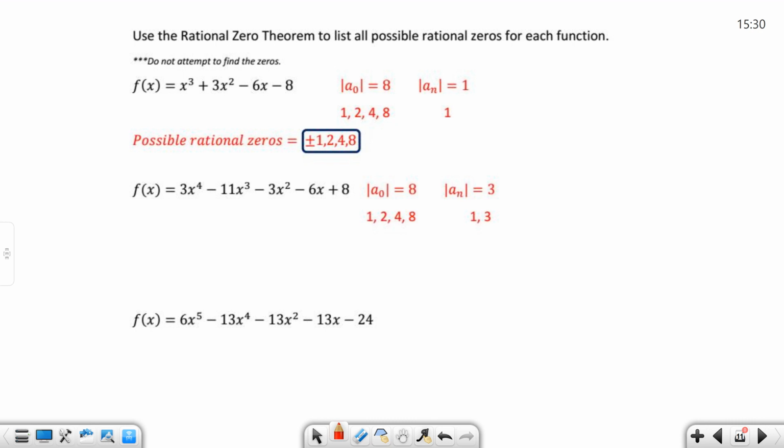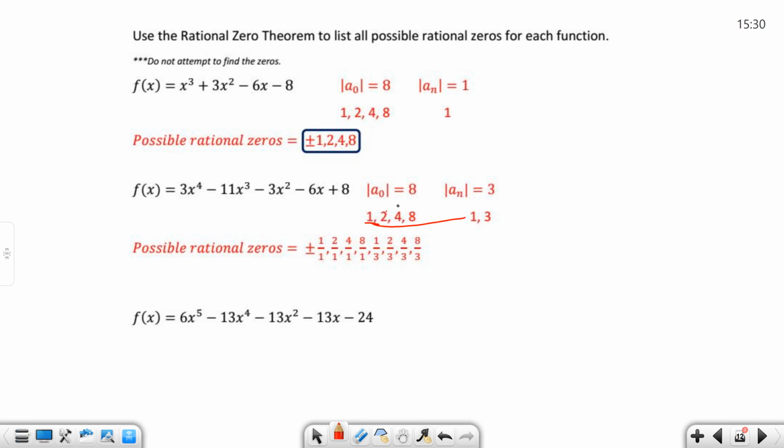So then I'm going to take the factors. So I'm going to take 1 over 1, right? 2 over 1, 4 over 1, 8 over 1. Then I have to go back, though. After I do all the ones over 1, I've got to do 1 over 3, 2 over 3, 4 over 3, and 8 over 3. That's where I get these 4 from, okay? So every number here has to go over each one of these numbers. So you're going to have, in this case, 4 times 2. You're going to have 8 things listed across here, okay?